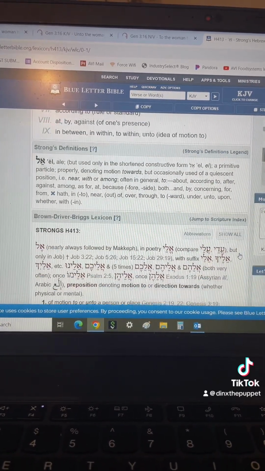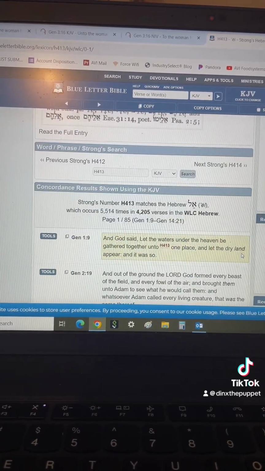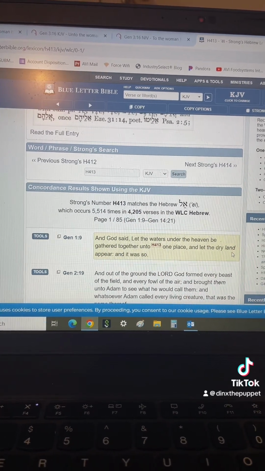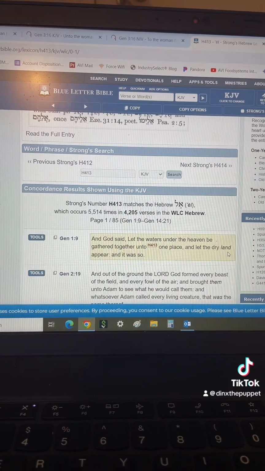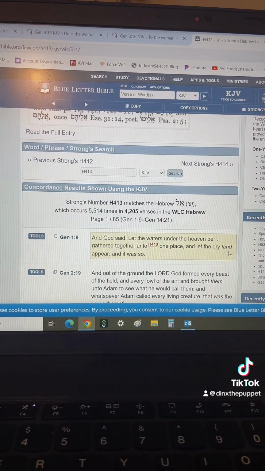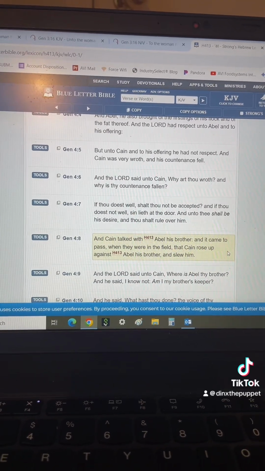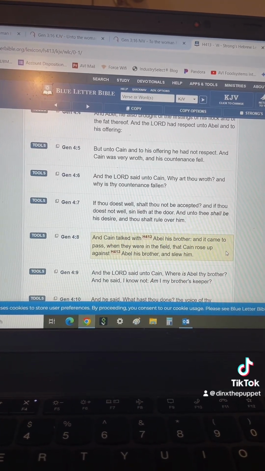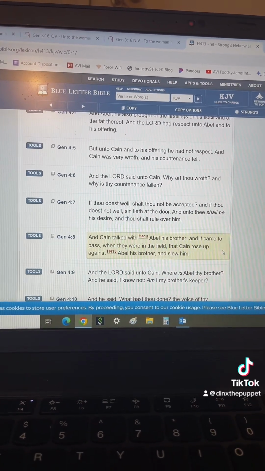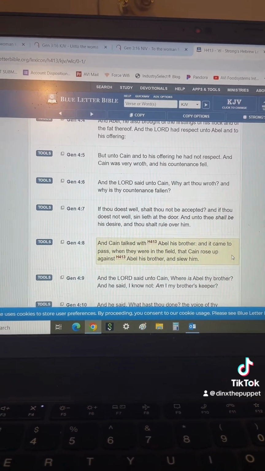And so we're going to scroll down even further. And it's going to show us other passages where that same word was used. So Genesis 1:9, gathered together unto. That's the same word right there, one place. So where's the against? Look right here in Genesis 4:8. That Cain rose up against Abel his brother and slew him. So when it's saying unto, it can mean a joining, but it can also mean an opposition joining.